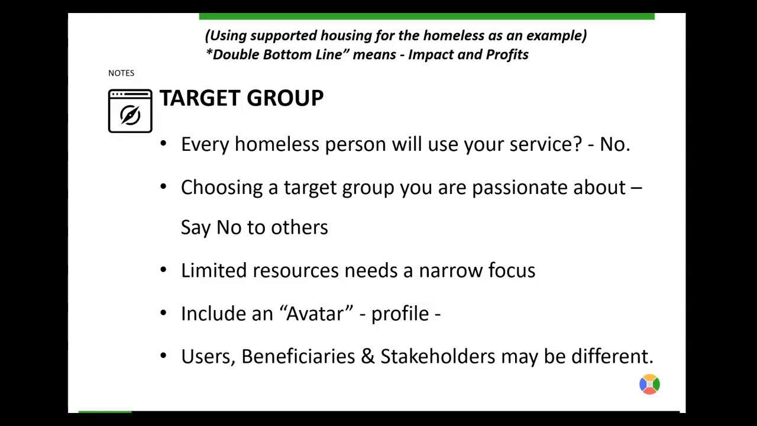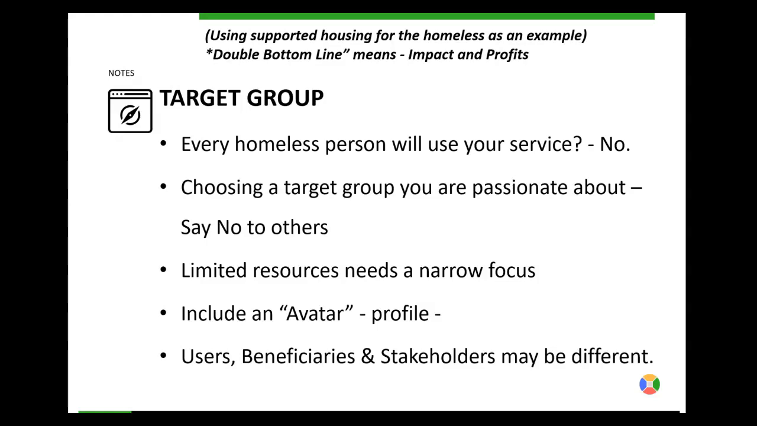And the first point is a very important point, which is that once you have made a choice, I said every homeless person will not use your service. You're not saying every homeless person will use your service. The point is no, not every homeless person will use your service. And the other thing about that no is that the way you know that you've chosen a target group is that you can say no to some other people. If you cannot say no to other people, then you have not chosen a target group, and you really need to choose a target group.